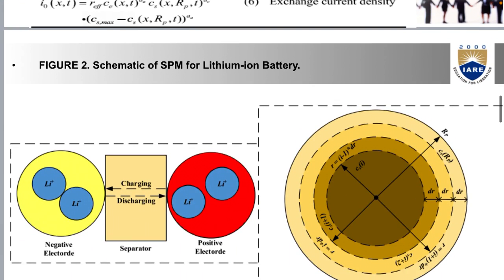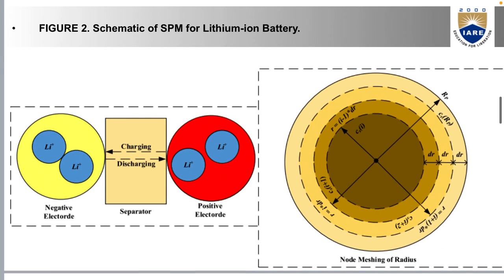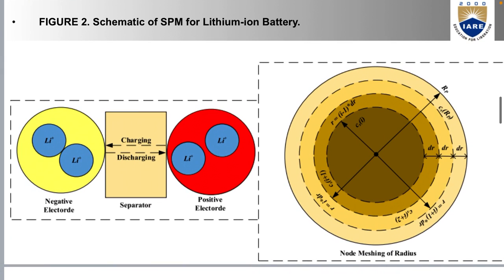Let's move on to the schematic of the SPM of lithium ion batteries. The leftmost yellow circle is the negative electrode and the rightmost is the positive electrode. In the middle there is a separator, and the right image is the meshing of the radius. Clear?